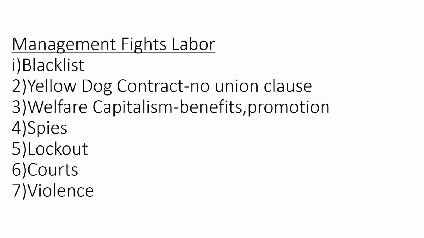A yellow dog contract was an agreement workers had to sign before they took a job, saying they would not join a union. If they did, they would be fired. Welfare capitalism was used by management. They gave the workers some benefits and allowed them to have a company union, which would not give them the same concessions as an outside union, but nevertheless made workers more reluctant to join outside unions.